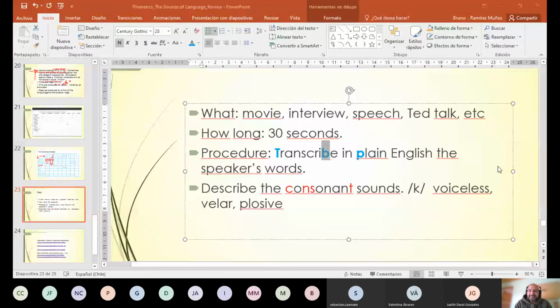It's a silent letter. Good question. Very good question. Any other questions about the task?